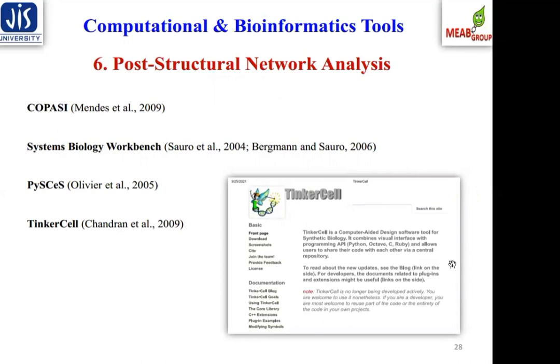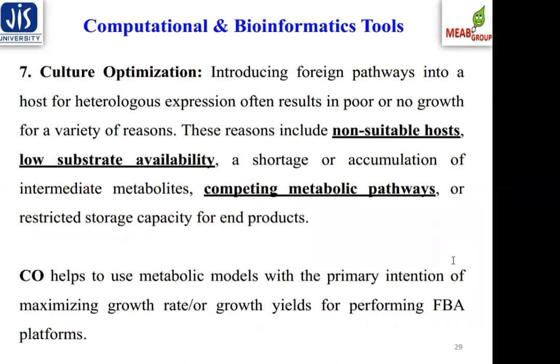Now the seventh point is very, very important: how you can optimize the microbial culture. Introducing a designed pathway or a foreign or non-native pathway into a host for heterologous expression often results in poor or no growth at all for a variety of reasons. These reasons include non-suitable host selection, low substrate availability, a shortage or accumulation of intermediate toxic metabolites, upregulation of competing metabolic pathways, or restricted storage capacity for the end product.